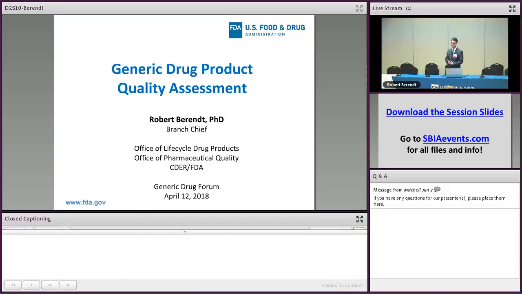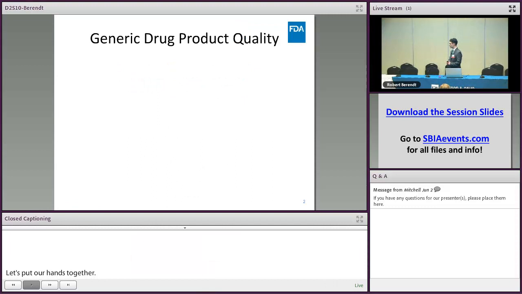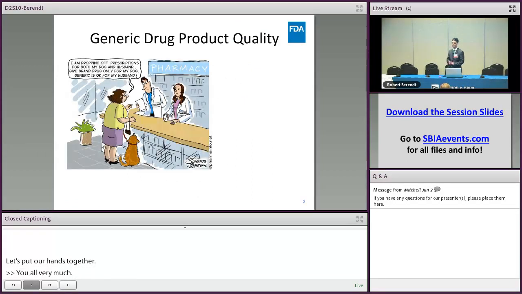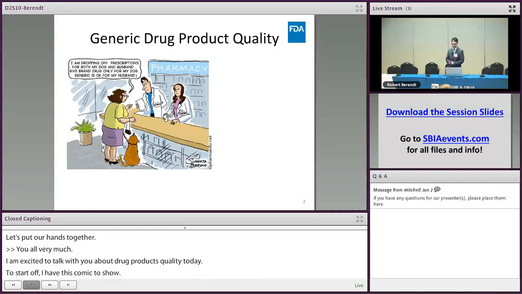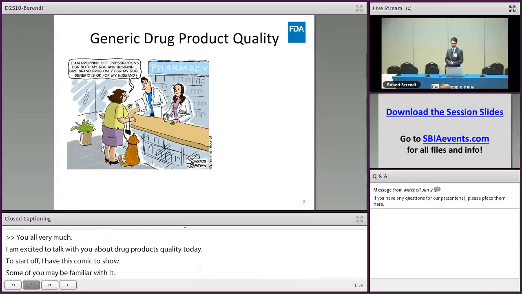I'm excited to talk with you about drug product quality today. And to start off, I have this comic to show, and some of you may be familiar with it. It shows a woman with her dog dropping off prescriptions at the pharmacy, and she says, "I'm dropping off prescriptions for both my dog and my husband. Give brand drug for my dog, but generic is okay for my husband."